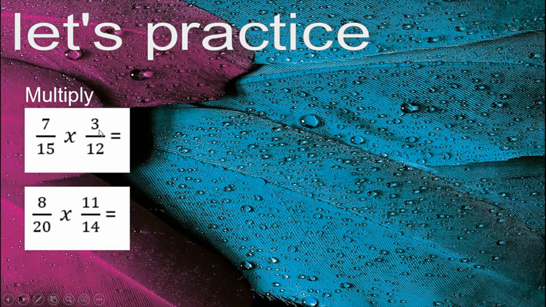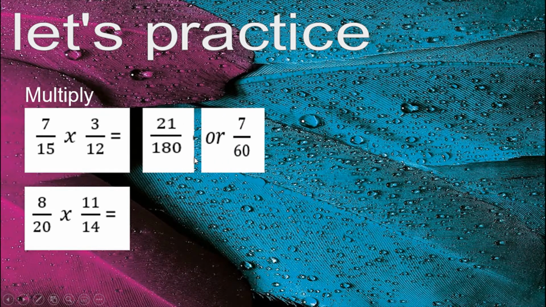Now let's try this one. Top times top, 7 times 3. The answer is 21, and 15 times 12. The answer here is 180. Now, will this be our final answer? I guess we can still simplify our answer by dividing by 3. So 21 divided by 3, that is 7, and 180 divided by 3, that is 60. Since our answer is already in simplest form, or in lowest terms, this will now be our final answer.